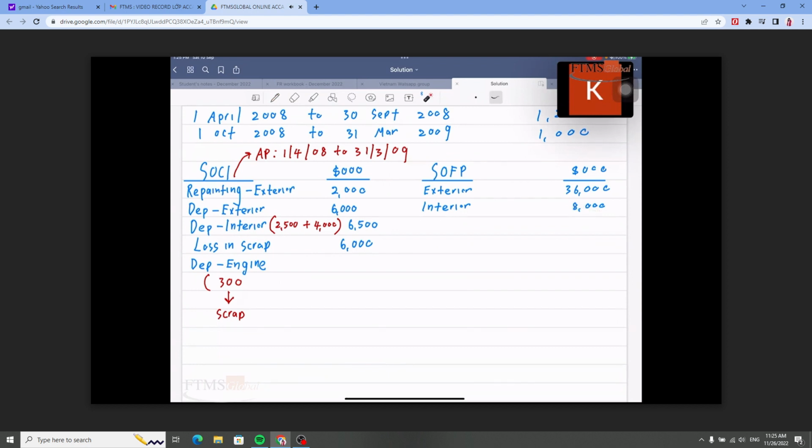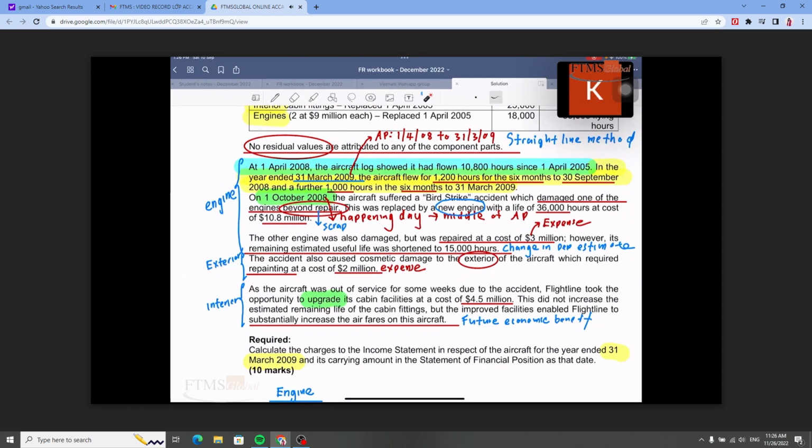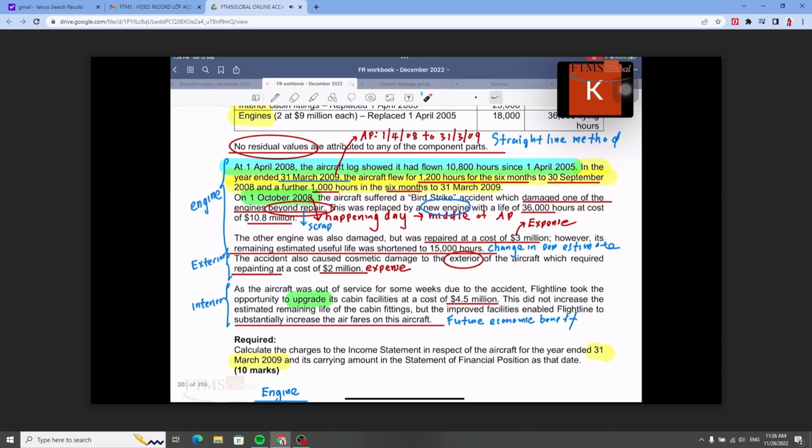Okay, then next we will do the other engine, which is the change in depreciation estimate. Right, change in depreciation estimate. So look at the facts again to see the data. Right, okay. Change in depreciation estimate data from here. These are the data, change in depreciation estimate.